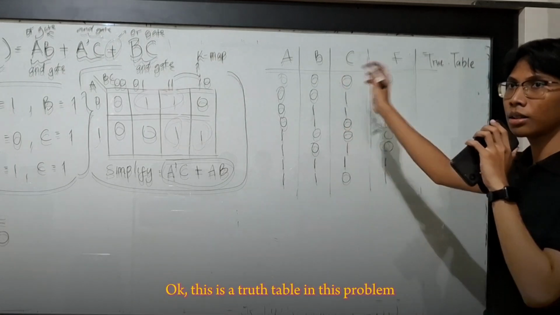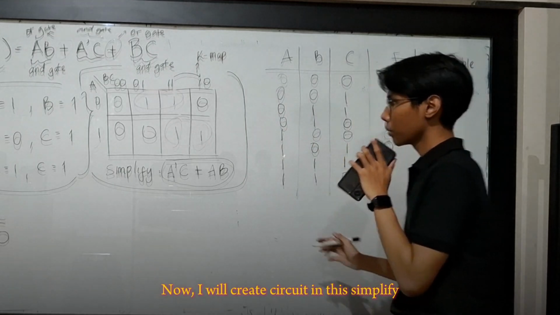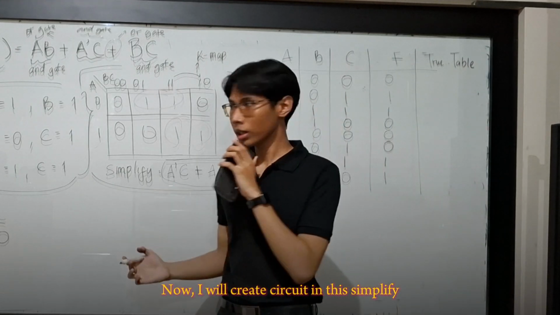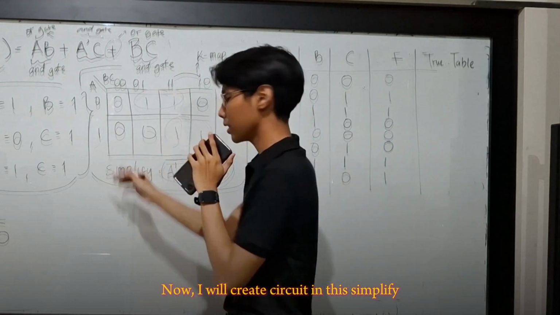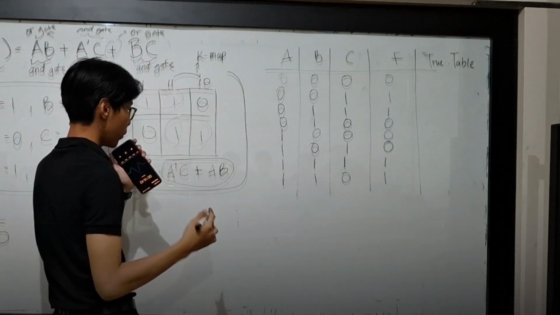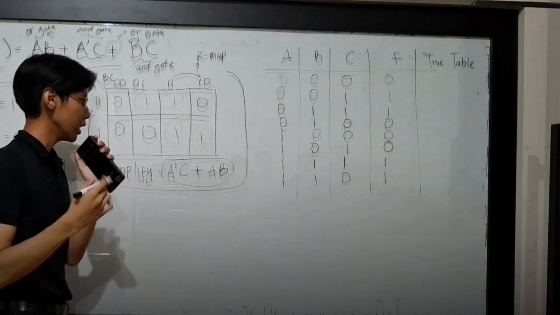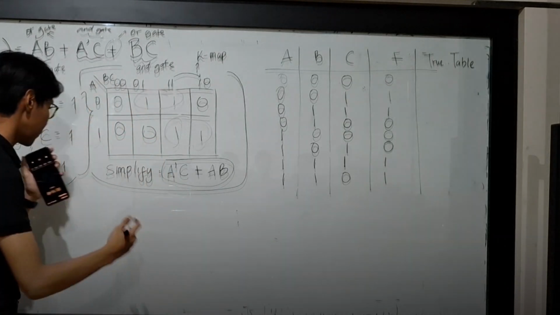Okay, this is a truth table in this problem. Now I will create a circuit in this simplify. In simplify we have the expression A inverse times C plus A times B.